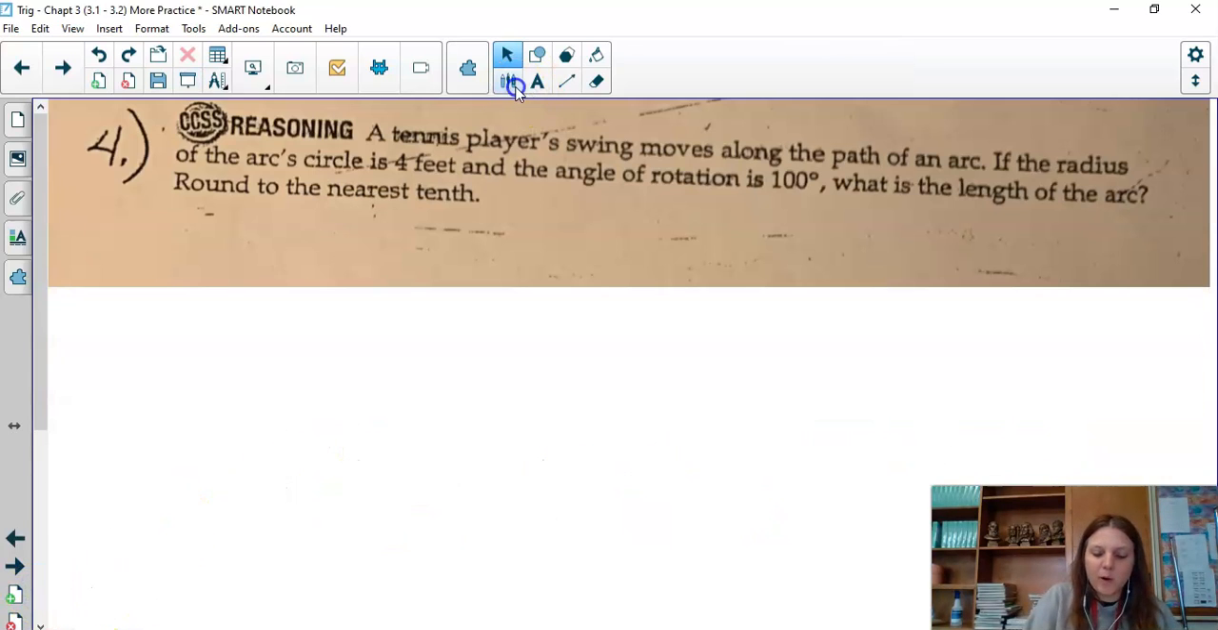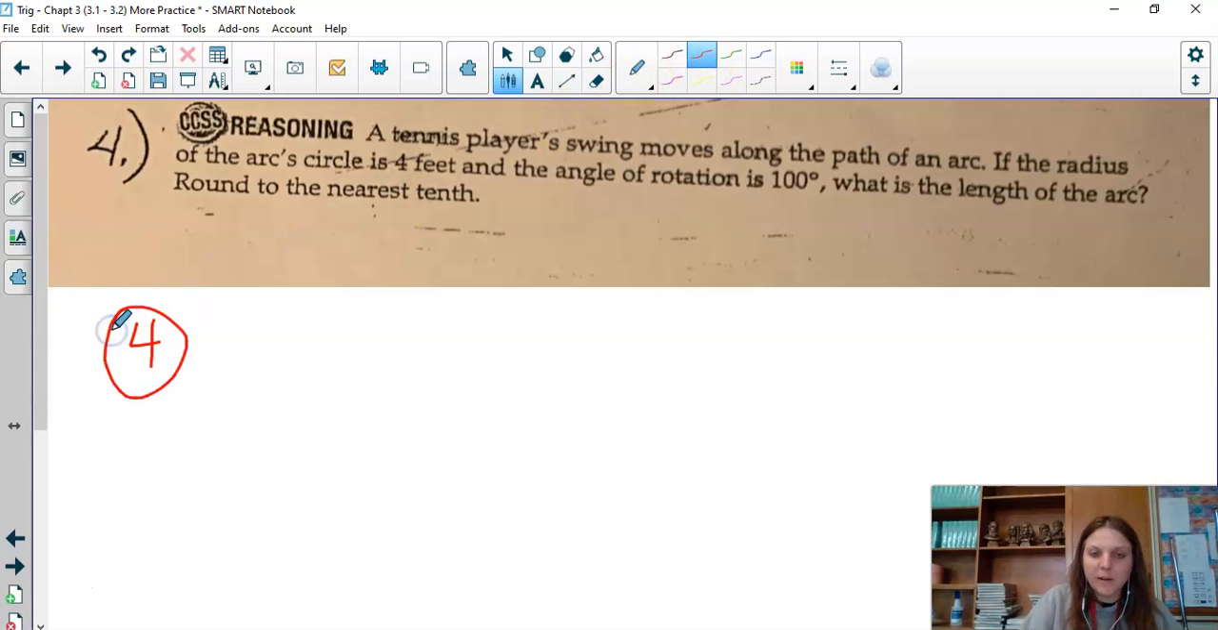Okay, let's look at question 4. You have a tennis player with a certain swing. Let's write down number 4. Tennis player's swing moves along the path of an arc. Okay, we talked about arc length in this section. If the radius of the arc circle is 4 feet and the angle of rotation is 100 degrees, what is the length of the arc? Round to the nearest tenth.